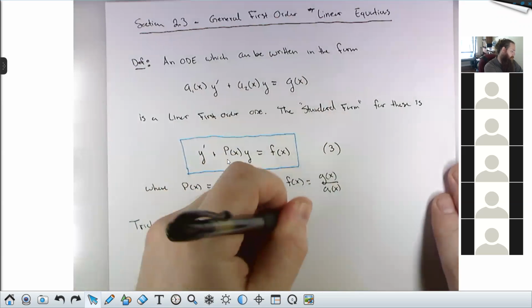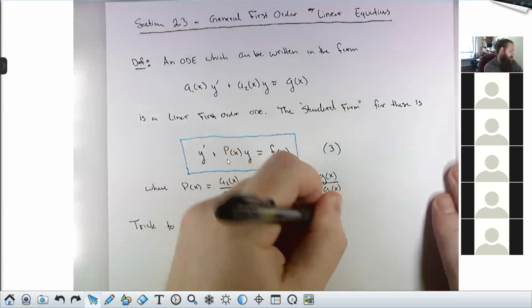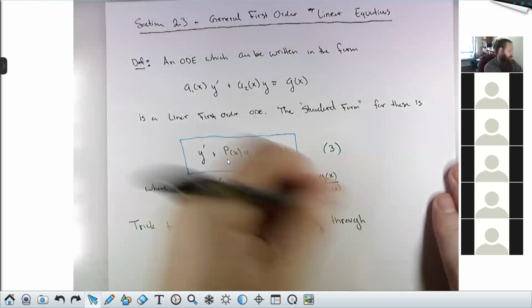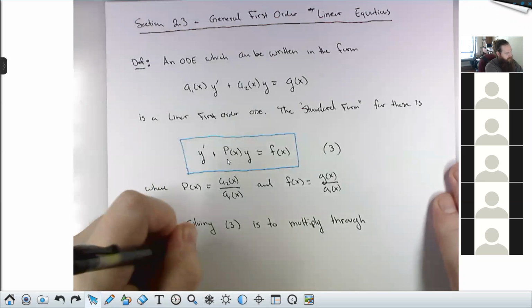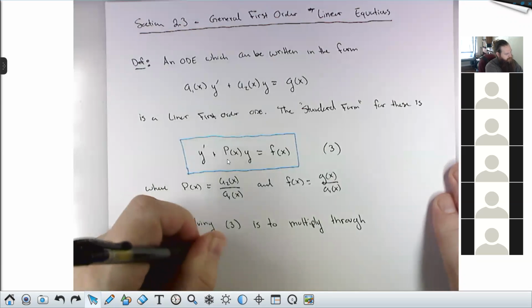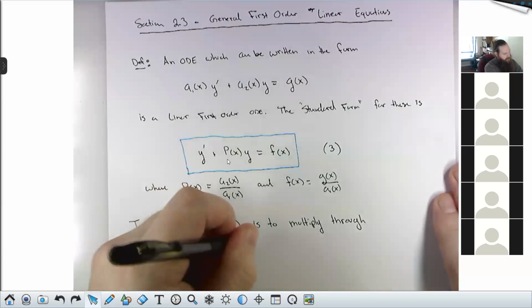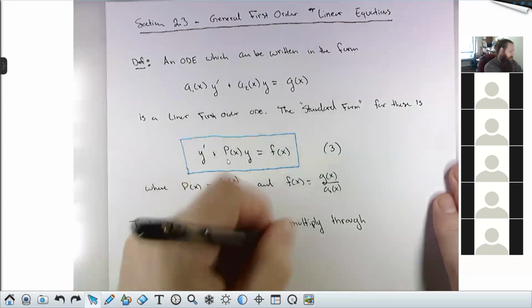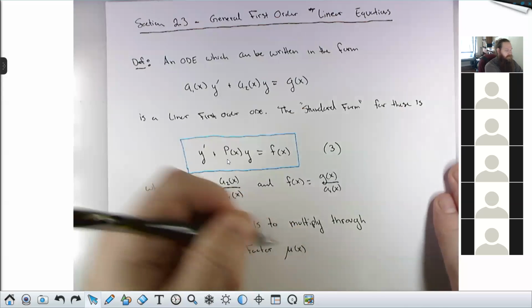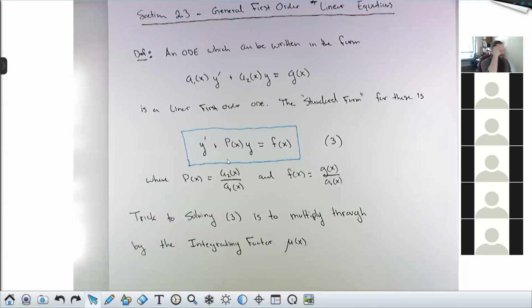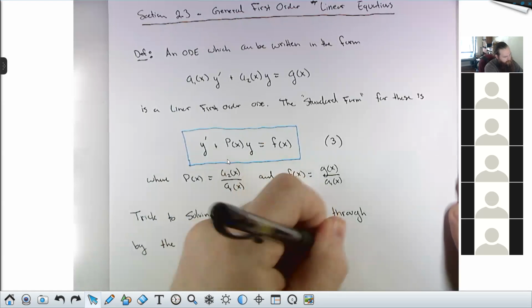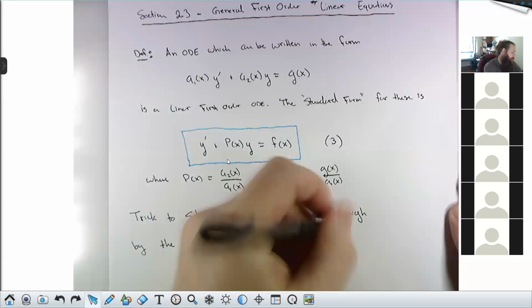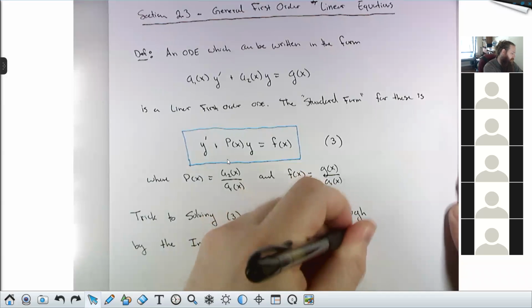Is to multiply through by something called the integrating factor. The normal symbol for this is mu of x. That's a lowercase Greek mu. And the way we calculate this is by taking e and raising it to the power of the integral of p of x dx.